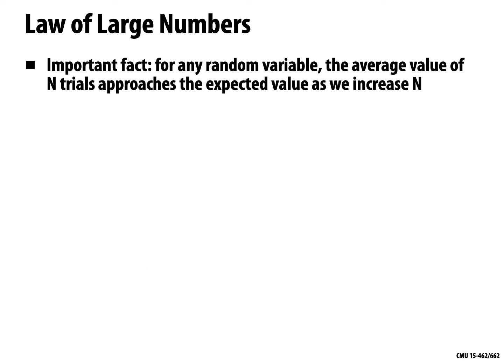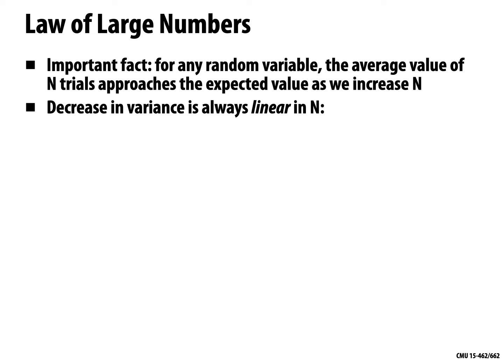Really important fact about all random variables that you ever encounter. As we do more and more trials, as we look at more and more values of this random variable, the average value that we get approaches the expected value. This is true essentially just because of the definition of expected value. Okay? Another important thing we can notice is that the decrease in variance is always linear in n.